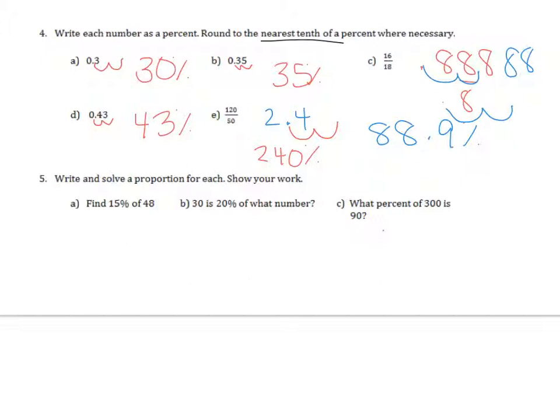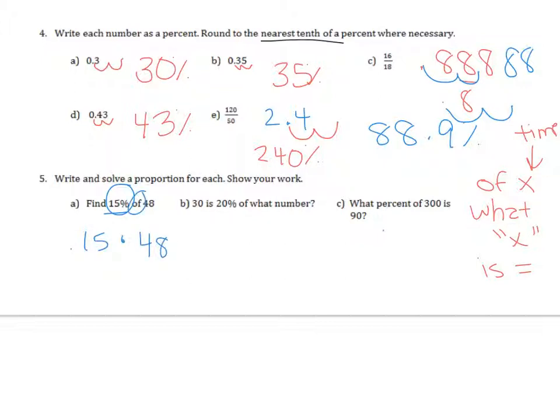And then the next part, number 5, write an equation. Remember that of means multiply. Of means times, so I should write times. And is means equal. So find 15%. 15% written as a decimal is 0.15. Of means multiply 48. So 0.15 times 48 is 7.2.